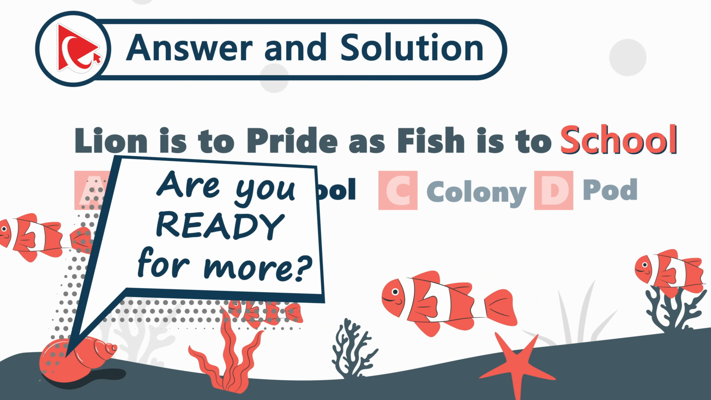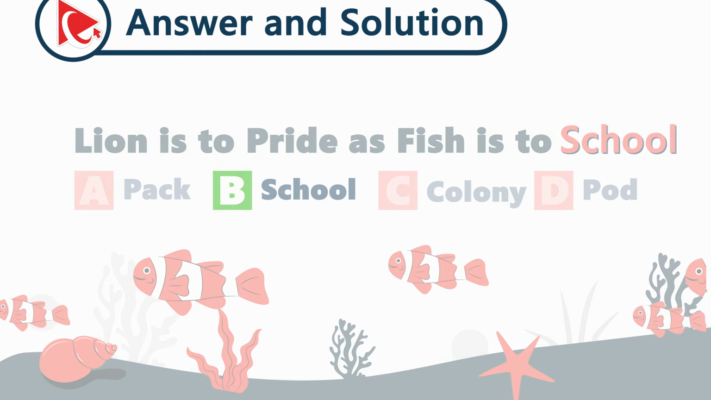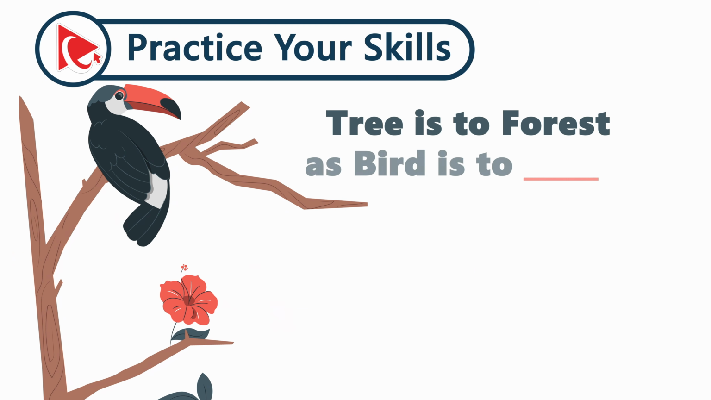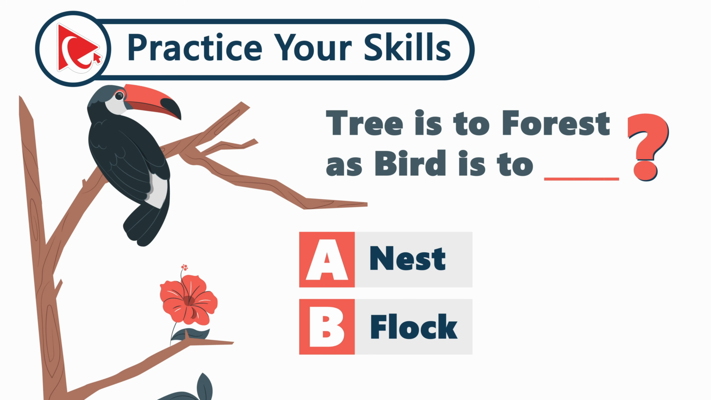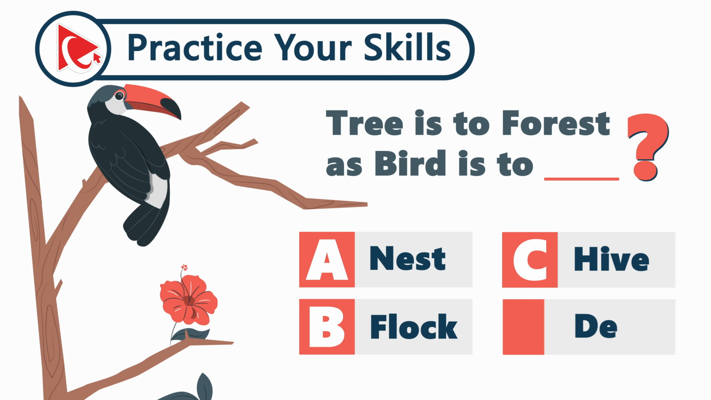Are you ready for more? Try this question to see how you would do. You're presented with the statement, tree is to forest as bird is to, and your answer needs to be selected as one out of 4 possible choices. Choice A, nest, choice B, flock, choice C, hive, and choice D, den.